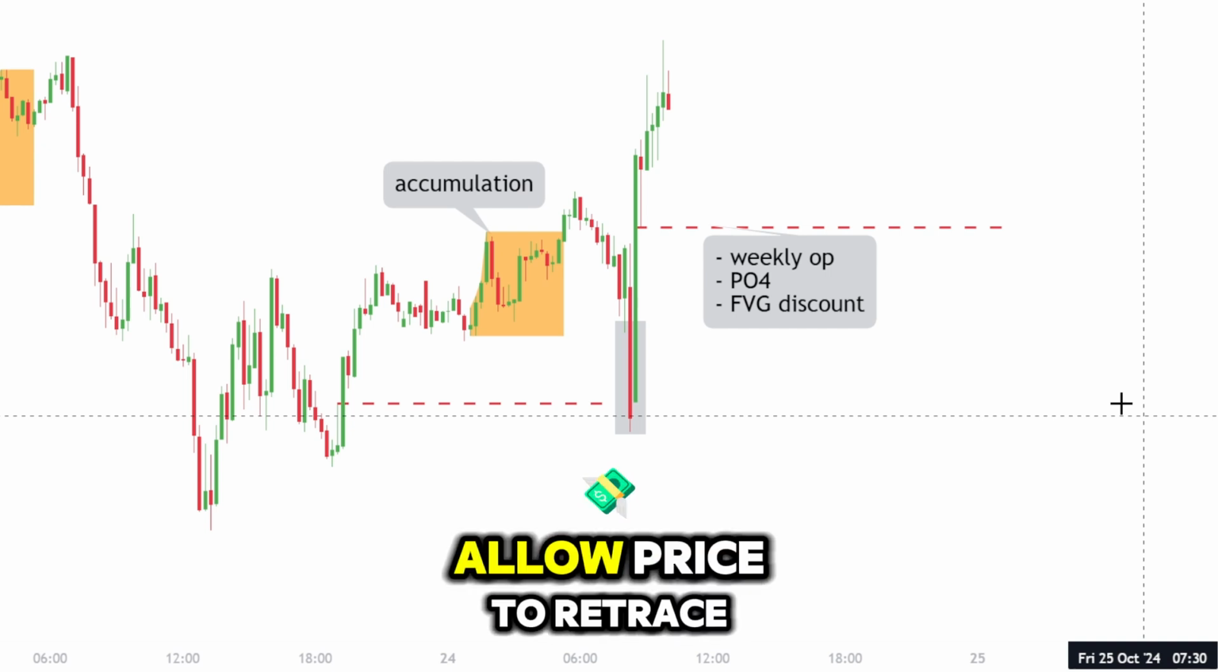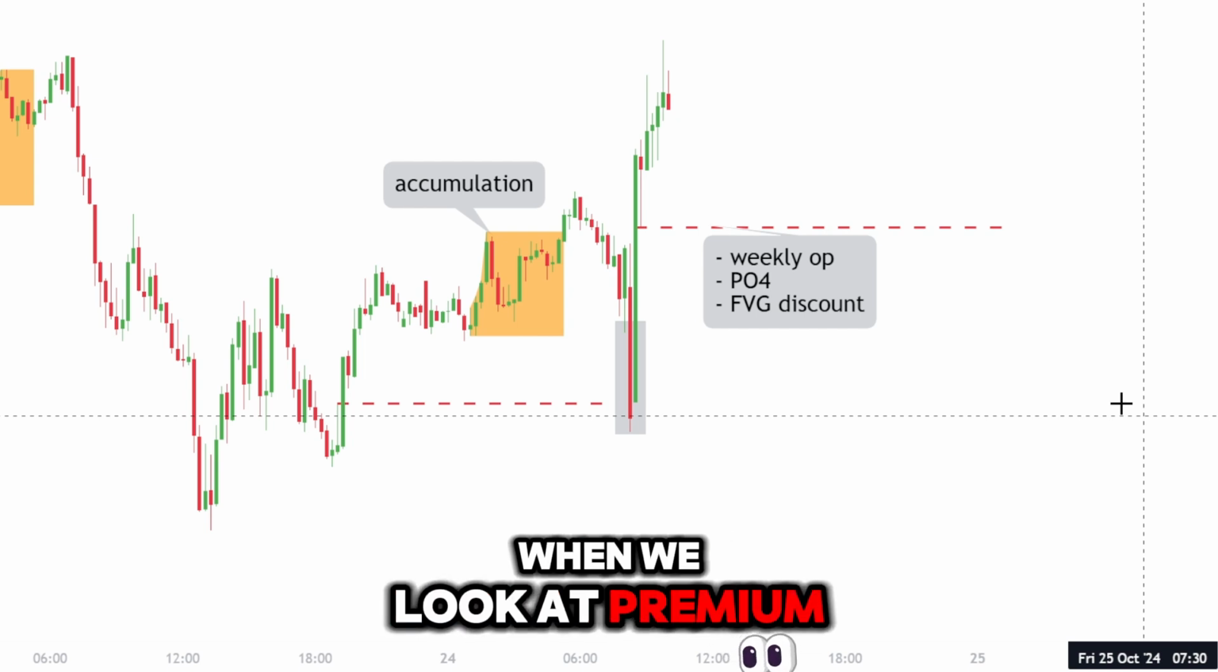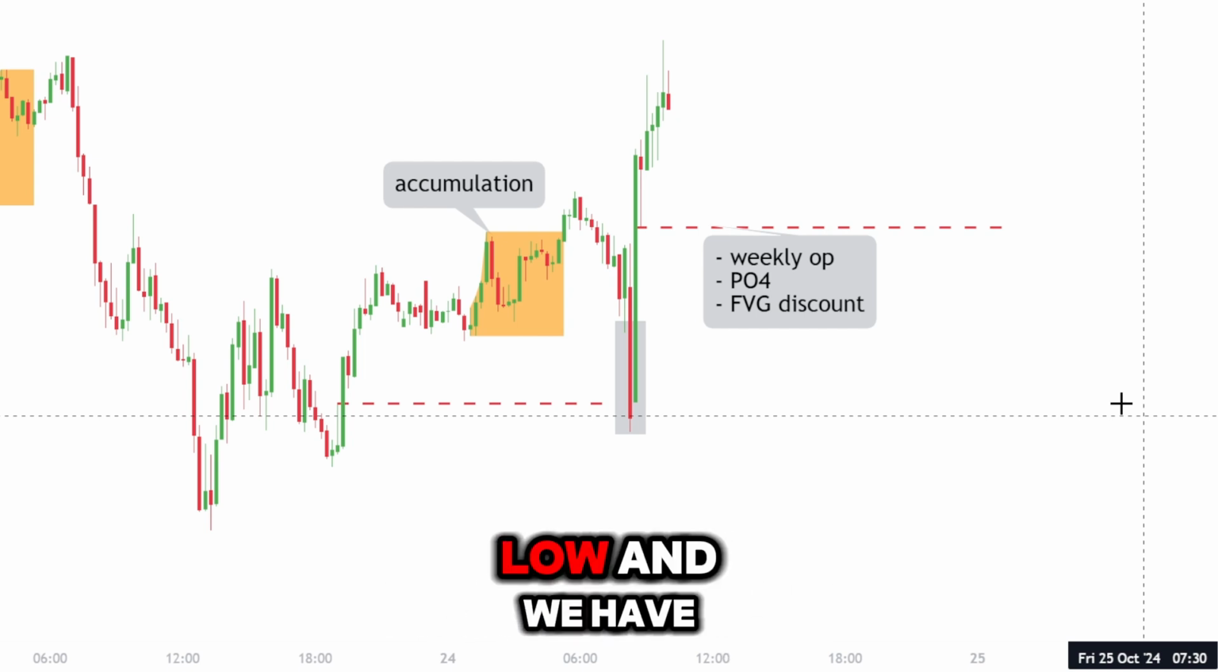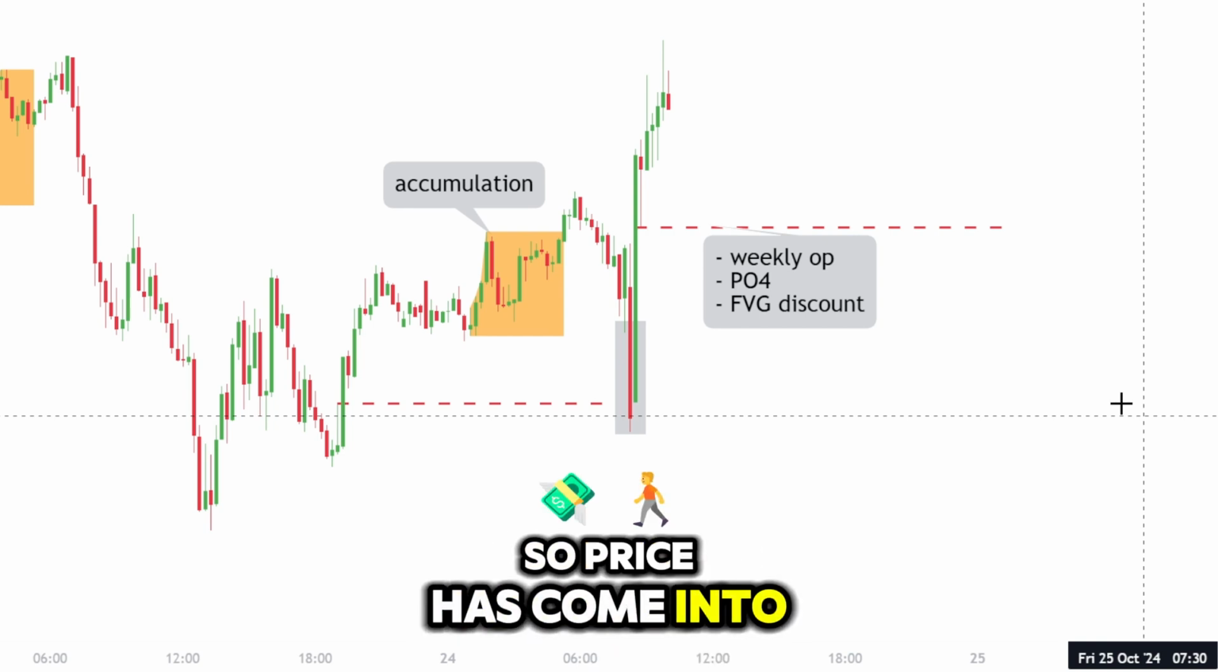Right? So if we just allow price to retrace back into the zone, what we're seeing over here when we look at premium and discount, we have our swing low and we have our swing high, right? Notice our price does dip in just below the 50% level. So price has come into a discount.